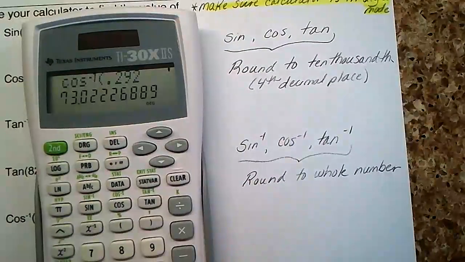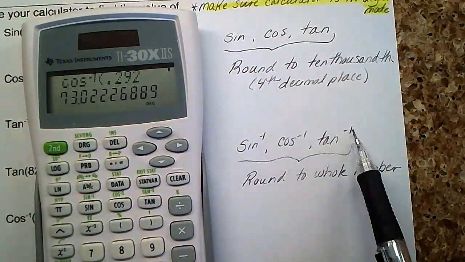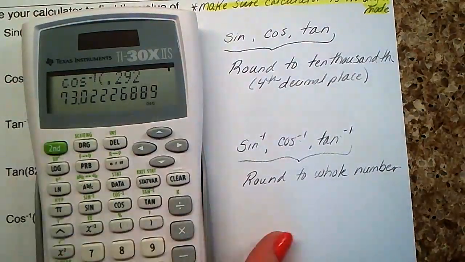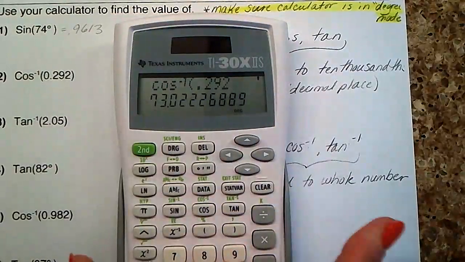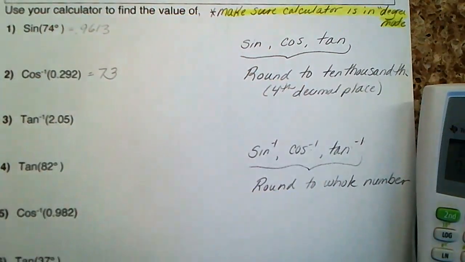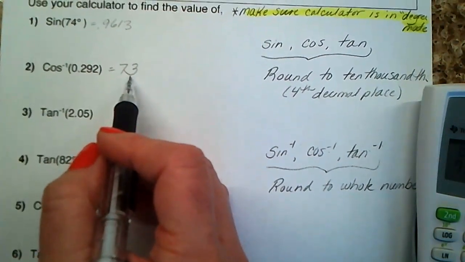Now, when you are using the -1 feature, sine to the -1, cosine to the -1, and tangent to the -1, you're going to round to a whole number. So this one is going to be 73. For those, we're going to take those off to a whole number, because that's eventually going to be a degree value for us.